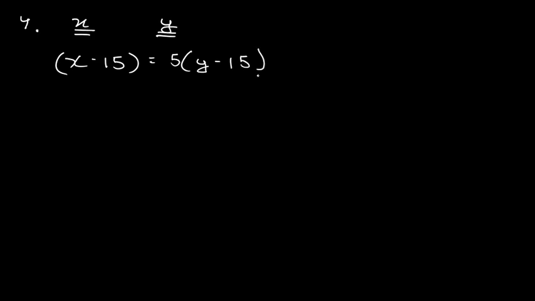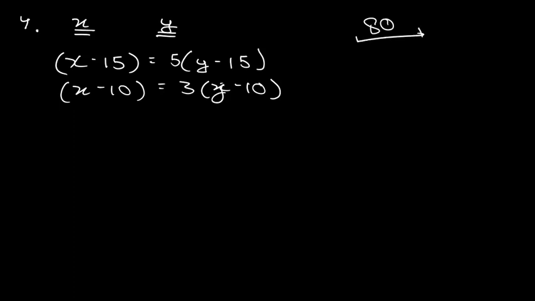Now his age 10 years ago was thrice his son's age. His age 10 years ago will become x minus 10, which equals thrice the son's age, 3 into y minus 10. It will become something like this. Now what do we have to do? We have to tell after how many years their combined age will become 80 years.